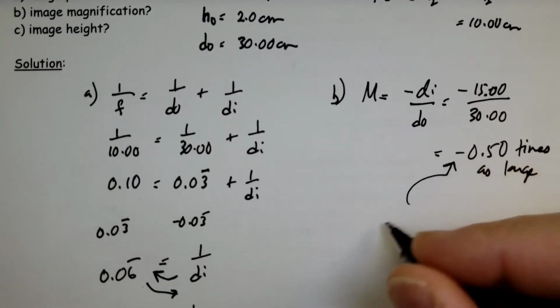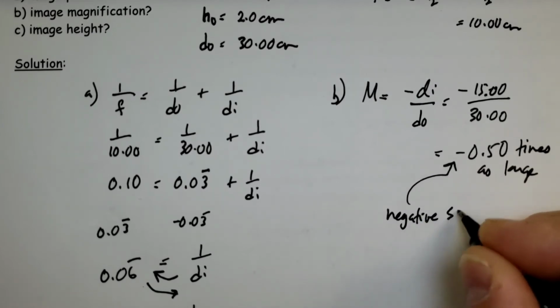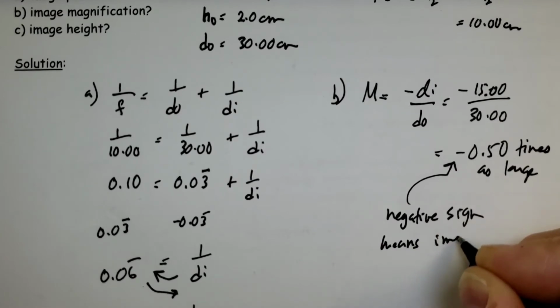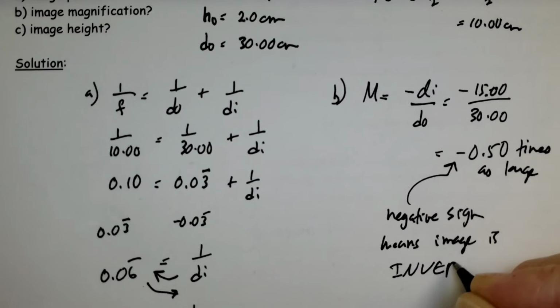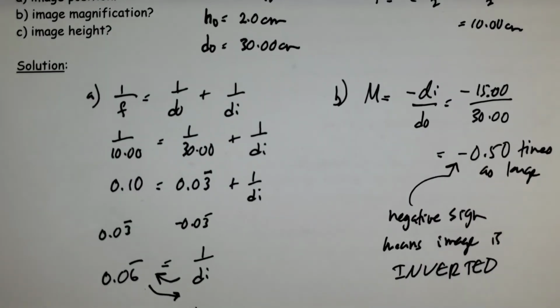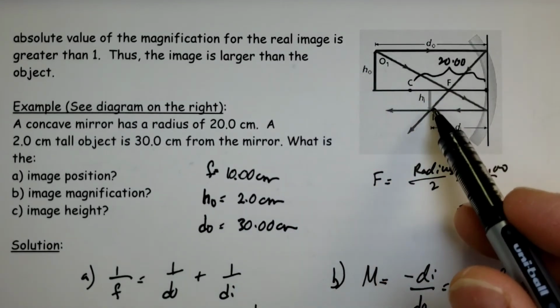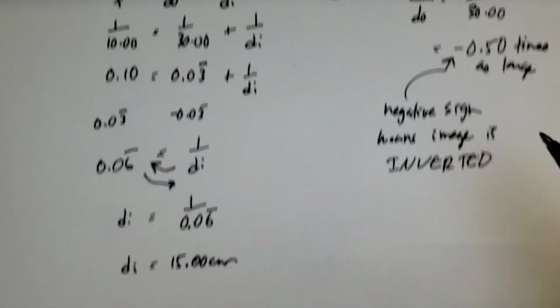And of course, the negative sign means the image is inverted. So that means it's on the opposite side. So yes, if HO is pointing upwards, HI is pointing downwards. If HO was down here, HI would be the opposite.